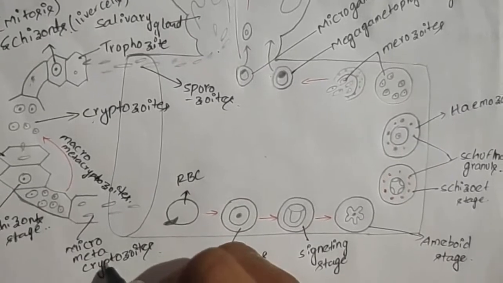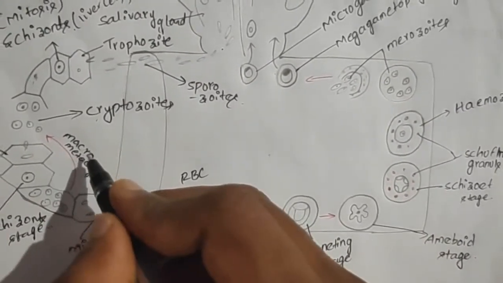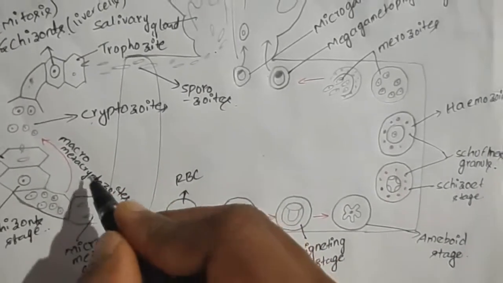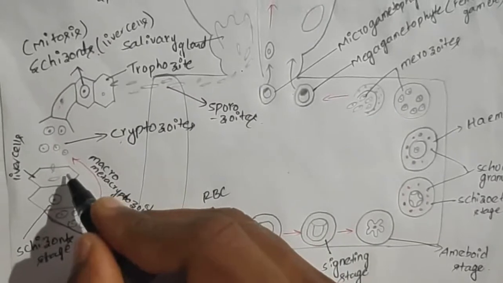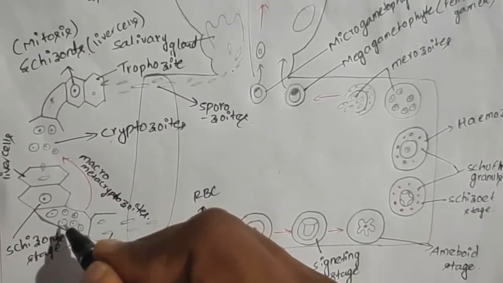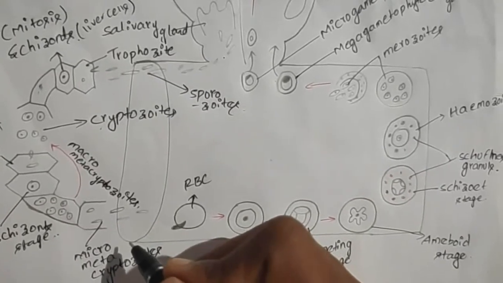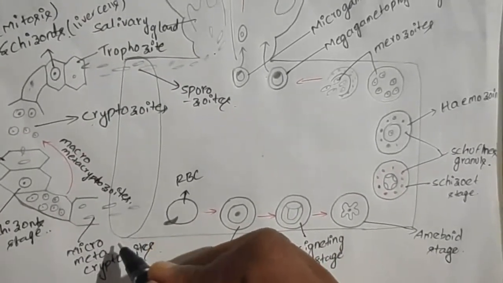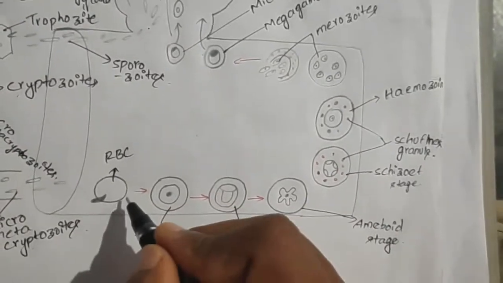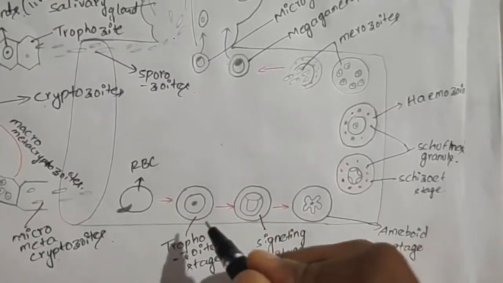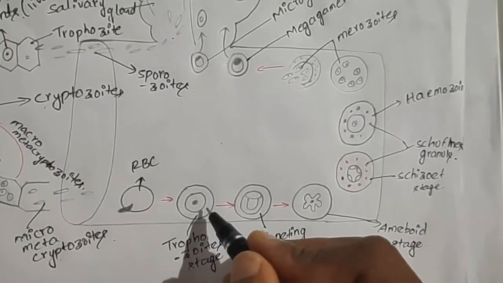These metacryptozoites are of two types: micro metacryptozoites and macro metacryptozoites. The macro metacryptozoites, which are large in size, again enter fresh liver cells and undergo the schizont stage, forming cryptozoites and becoming micro metacryptozoites. These micro metacryptozoites enter the RBCs. After entering the RBCs, they form trophozoites. Here it again starts its growth and reaches maximum size.